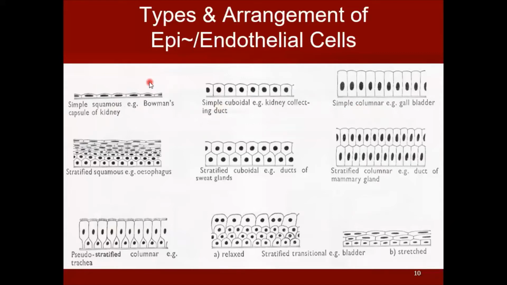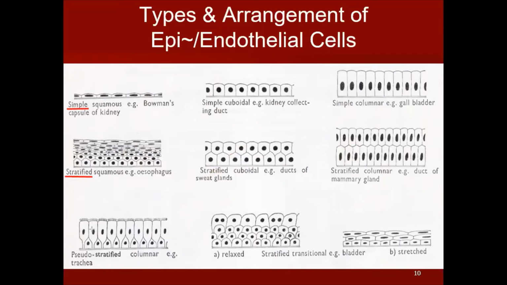And then they can either be arranged as a single layer, like all these three here. A single layer is called simple. So simple squamous, simple cuboidal, simple columnar. But sometimes it can be arranged as multi-layer. Like here, you have two layers. Here two layers. Here more than two layers. Whenever you arrange more than one layer, it's called stratified. Stratified means multi-layer. So stratified squamous, stratified cuboidal, stratified columnar means multi-layer, versus simple means single layer.